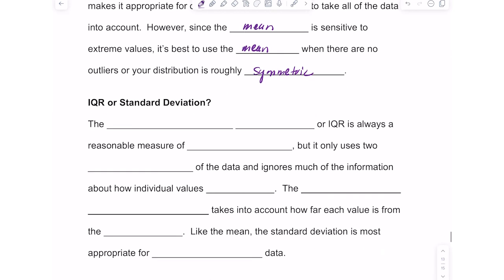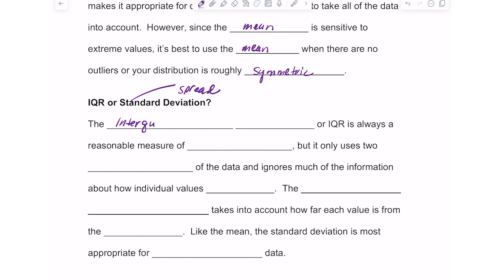Okay, let's talk about measures of spread. So remember the IQR and standard deviation are measures of spread, how spread out the data is, and also the range, right? So the interquartile range is always a reasonable measure of spread. But the problem is, like the range, it only uses two values. So it just uses the quartiles, right?